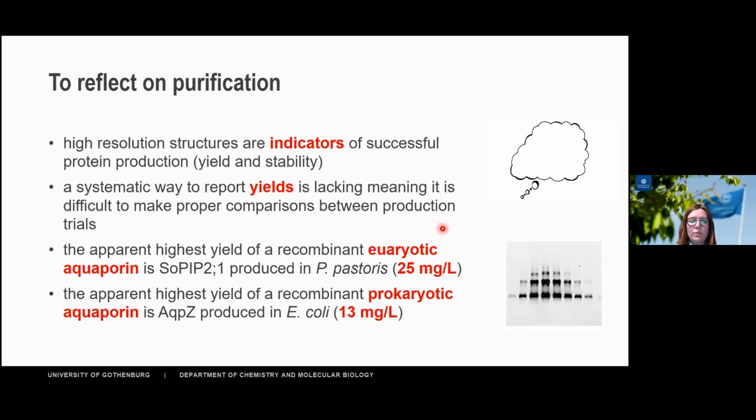But for those where a yield is reported, we can see that for a eukaryotic aquaporin, the plant aquaporin SoPIP2;1 is the highest reported yield when produced in Pichia pastoris. That is 25 milligram per liter. If we look at the prokaryotic aquaporin, AqpZ is produced to good yields in E. coli, 13 milligram per liter.